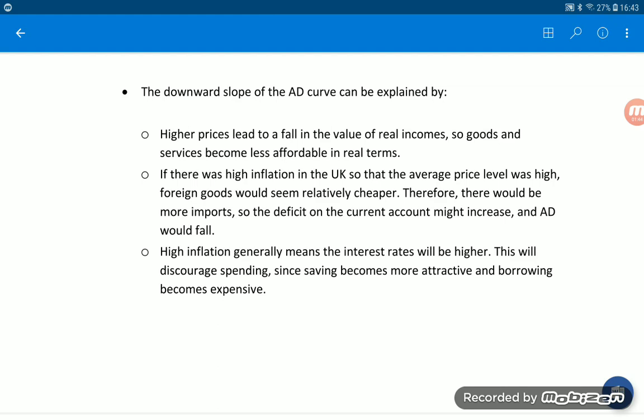Finally, we have high inflation. If there's high inflation, this means interest rates will be high to deal with the issue, and therefore consumption and investment will be low because there'll be more saving and there'll be fewer loans taken out to fund purchases of consumer and capital goods. So these reasons explain why the AD curve is downward sloping.